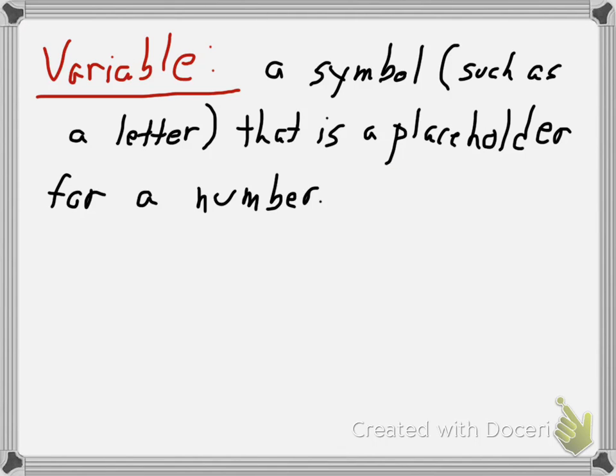So those letters have a special name. They're called variables. Okay, a variable is a symbol, like a letter, that is a placeholder for a number. So if we have a variable, we should be aware that we can replace that letter with a number to represent it. Okay, so letters can be replaced by numbers in order to represent a value.